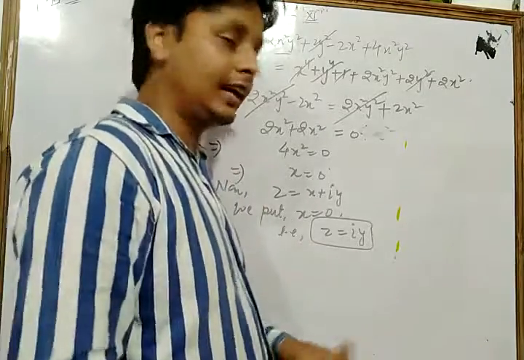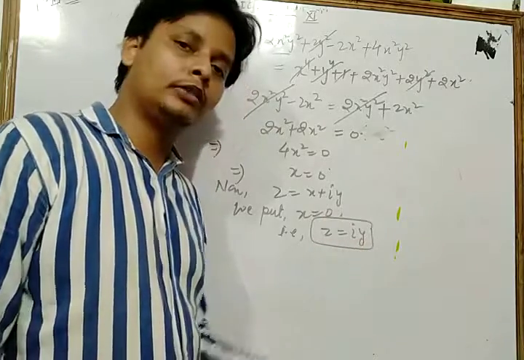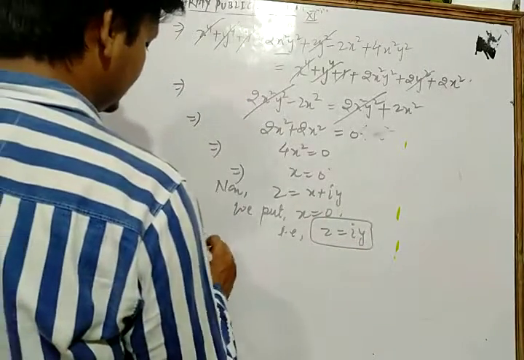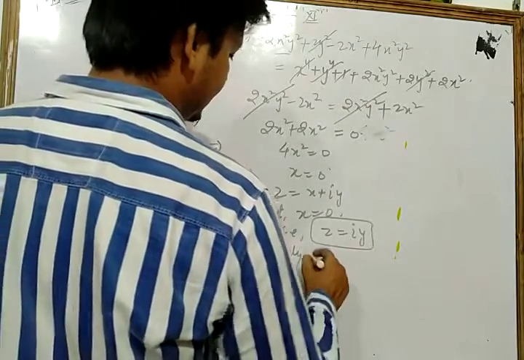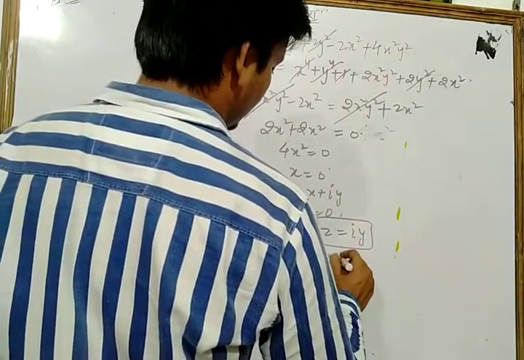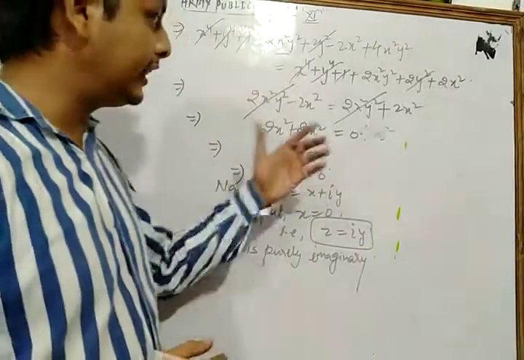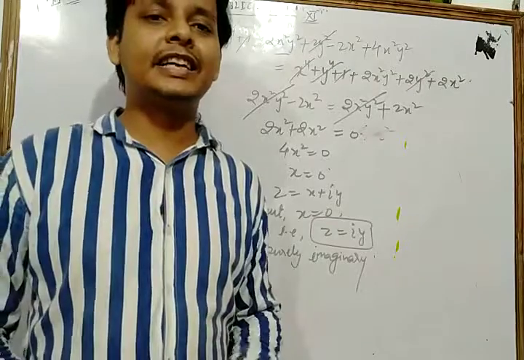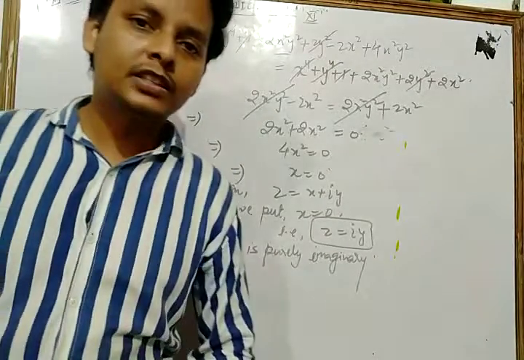So it is clear that its real part is 0 and we have only z is equal to iy, so z is purely what? Imaginary. So dear students, in this way you can solve each and every question of your NCERT exercise based on complex numbers.